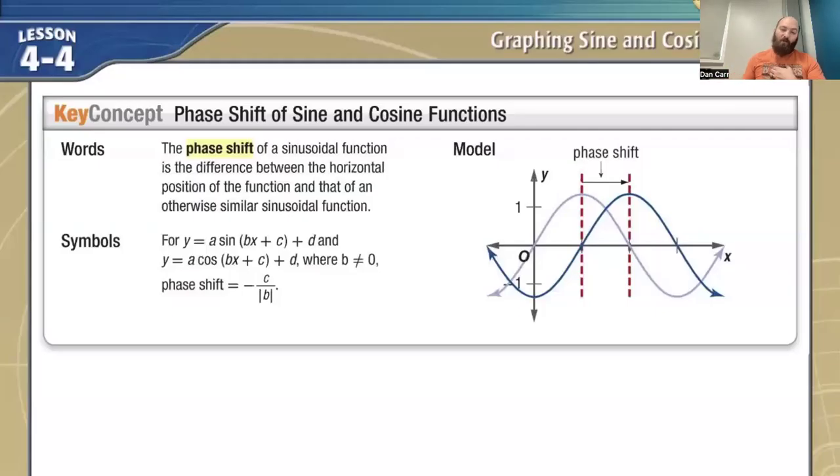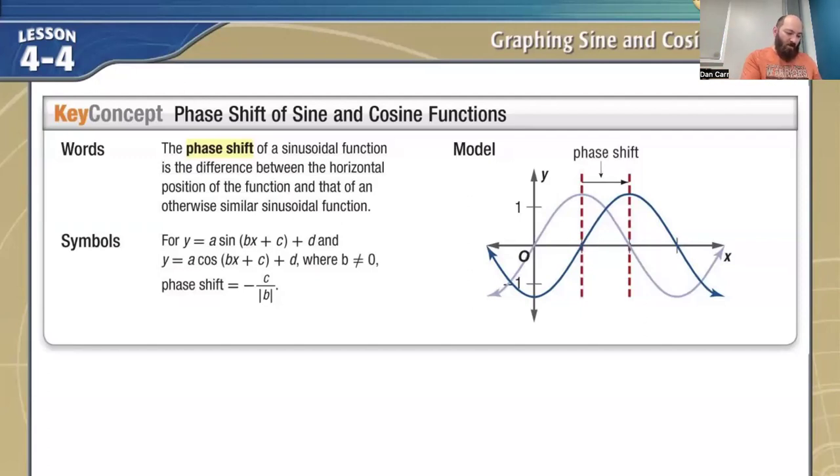Today we're going to be looking at 4-4 day 2, and the focus today is going to be looking at both a phase shift and a vertical shift of sine and cosine functions. The phase shift is basically telling us a horizontal translation. It's going to take the entire curve and shift it to the right or to the left. So we're going to look at this here.